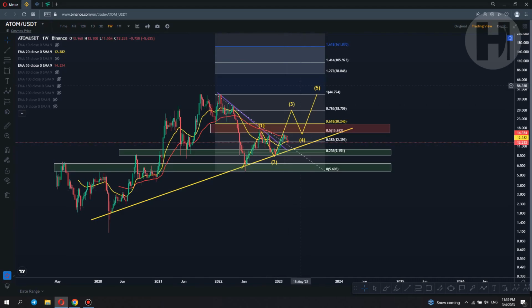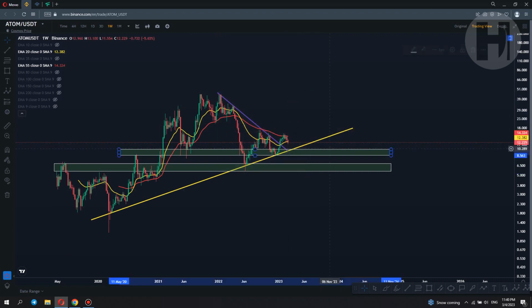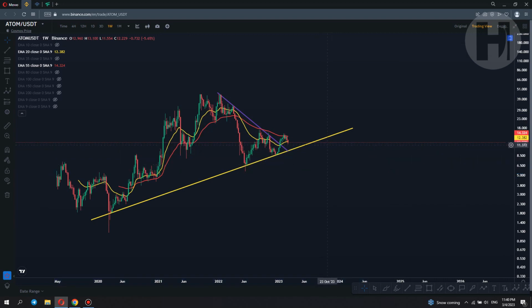Taking a look at the weekly chart on Binance, I'll quickly remove some of these drawings here just so we can have a clear picture of what's going on. You can see that we have multiple touches off of this ascending support trend line on the weekly chart. We had one bounce in March of 2020, we had one bounce in June of 2022, and we had another bounce in December of 2022. And as you can see, every time you touch this trend line, you see an impulsive move to the upside.